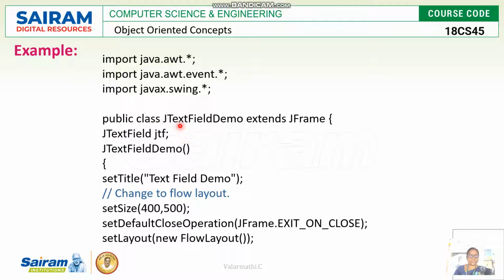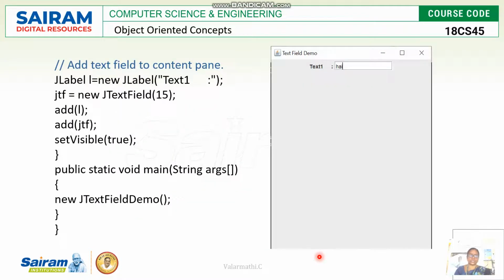Here there is JTextFieldDemo. We are setting the title for this concept as JTextField demo, and the JFrame size is 400 by 500. The frame has the default close operation JFrame.EXIT_ON_CLOSE, and it has a layout. In Java Swing there are four layouts designed. Here the layout we are using is new FlowLayout. FlowLayout is set to this frame.